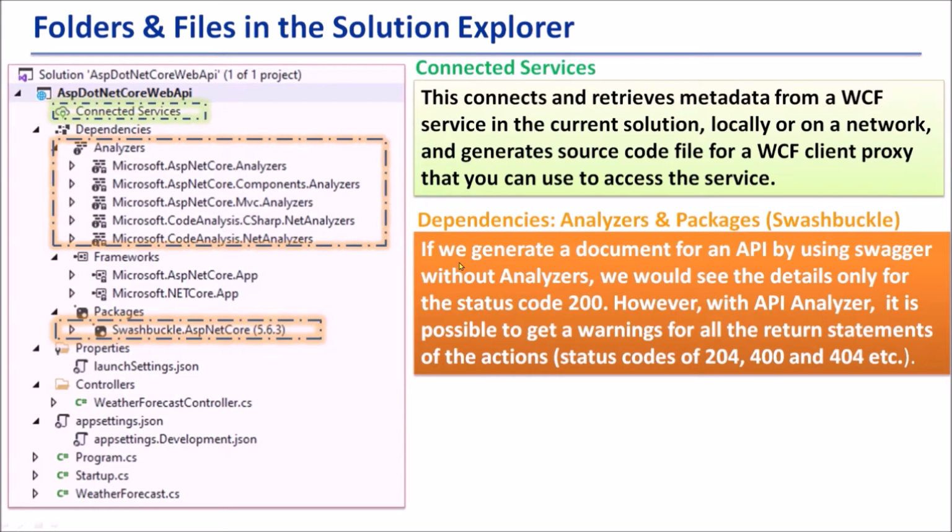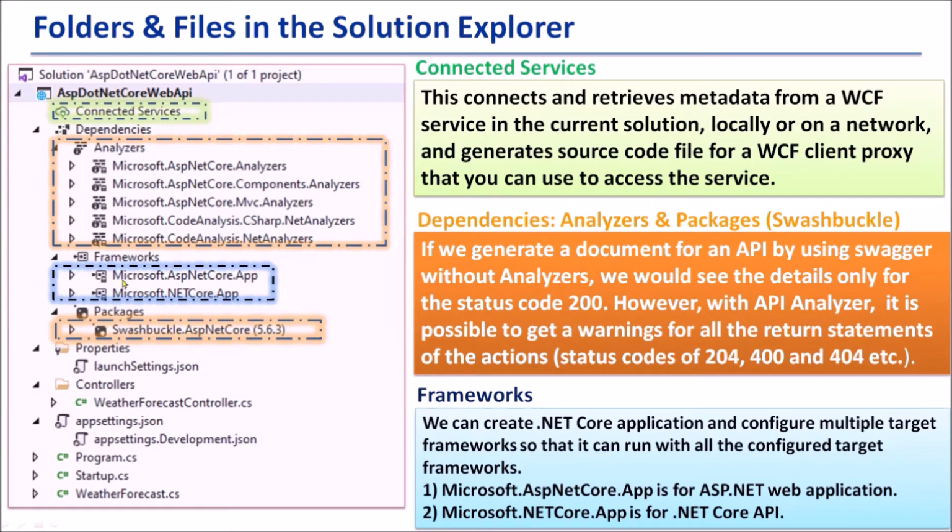Now, let's look at the dependencies. Actually, if we generate a document for an API by using Swagger without analyzer, we would see the details only for the status code of 200. However, with API Analyzer, it is possible to get a warning for all written statements of the actions. For example, status codes of 200, 400 and 404, etc.